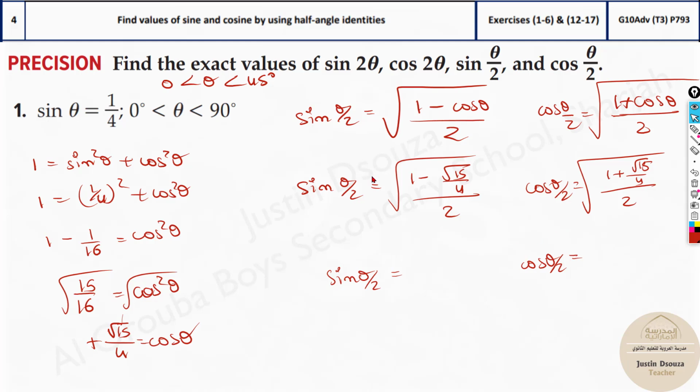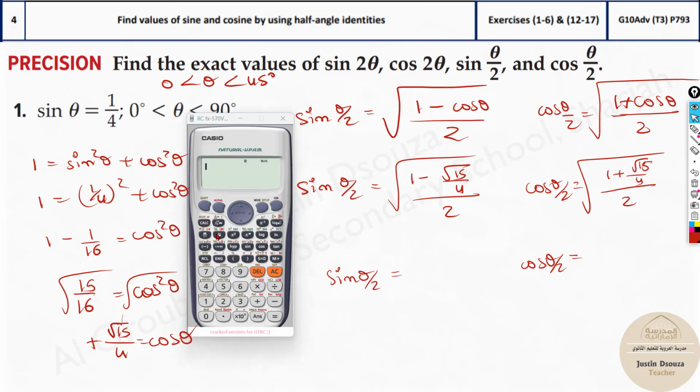Now we will use our calculators and solve this. Here, be careful when you substitute in the calculator. Put the square root symbol and then the fraction symbol, 1 minus, again put a fraction symbol, square root 15 divided by 4, divided by 2. Now press equal to, you're getting this answer. Write the answer, sine theta by 2 is 0.126. Over here, I will just change the sign and find it for cos theta by 2. It is 0.992. These are the answers. Both are positive because we got the condition in the first quadrant itself.